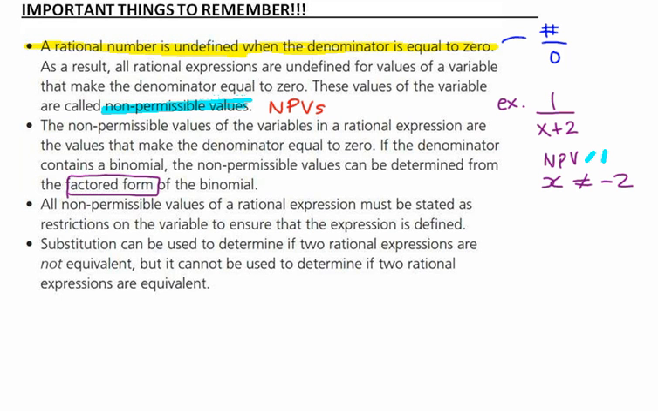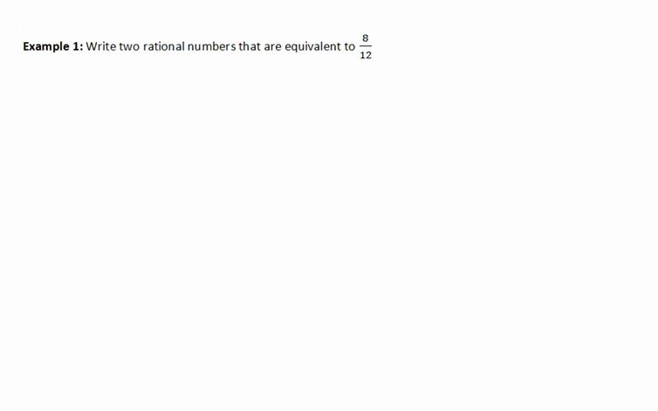Okay, substitution can be used to determine if 2 rational expressions are not equivalent, but cannot be used to determine if 2 rational expressions are equivalent. And I'll show you an example of that after. So let's look at an example. Write 2 rational numbers that are equivalent to 8 over 12.